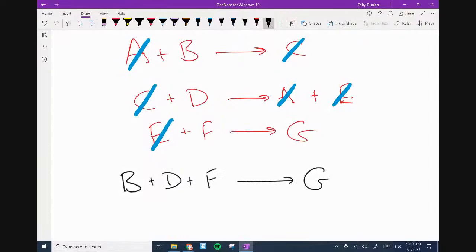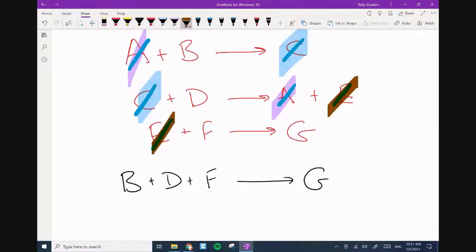What did you do, Harry? Oh, damn it. They cancel! If things are on opposite sides, they cancel. Well done, you star. So we've got the A's cancel. I'll color code it if you want me to. The A cancels out with that A. The C cancels out with that C. And the E cancels out with that E. And so they vanish from the equation.